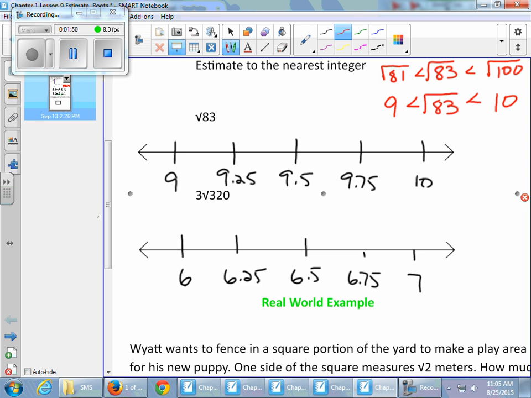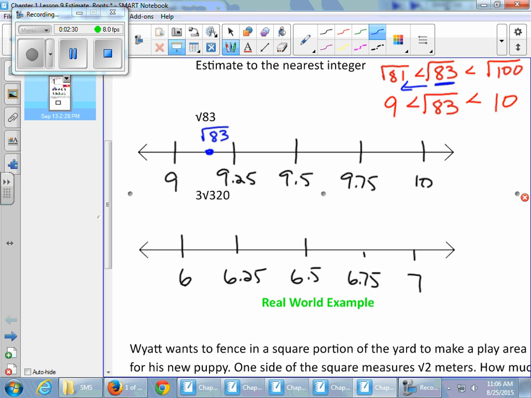Okay, so now we're looking at the square root of 83. Now we're estimating. Where does 83 fall between 81 and 100? Well, it's closer to 81. So guessing that the square root of 83 is going to be closer to the 9. It's not even halfway between 81 and 100, so it's probably less than 9.25. And really, we're only 2 numbers away from 81, so my guess is that somewhere right around there would probably be the square root of 83.